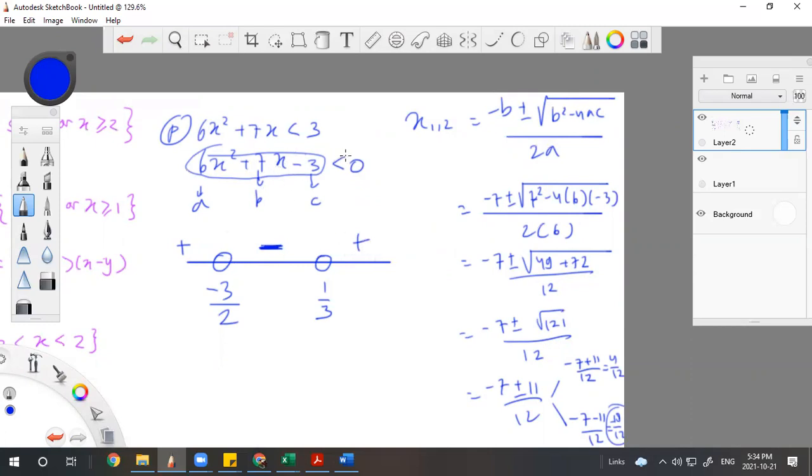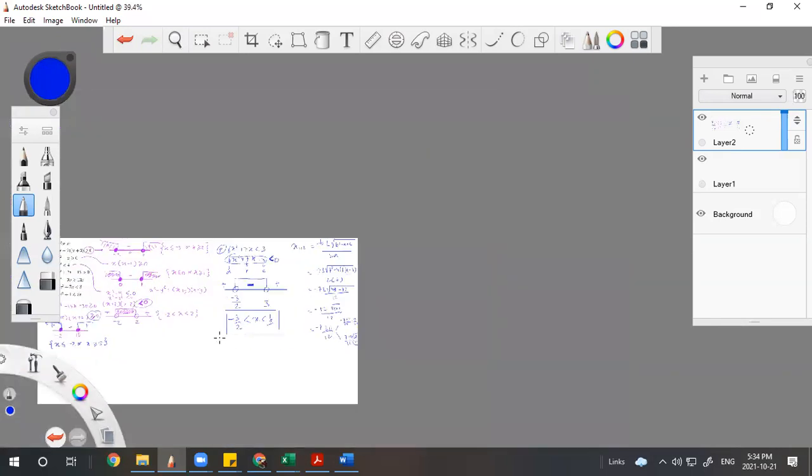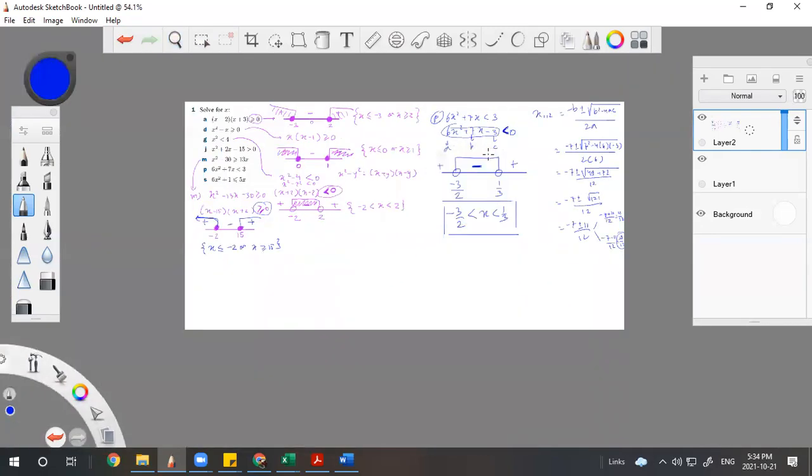And then something that is less than 0 is negative. So here you go. The answer will be -3 over 2 less than x less than 1 over 3, no equal sign. Okay, that's your answer. That's it. Quite hard, but again, you can manage this well.